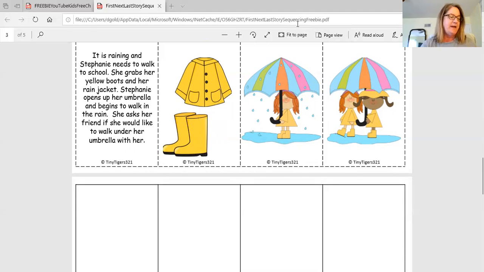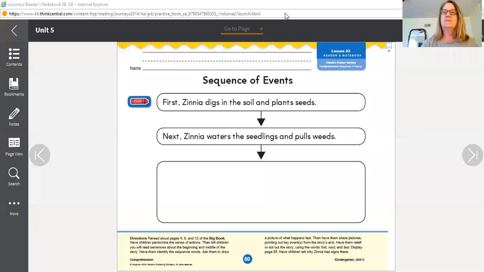So in our practice book page that we're working on, it has to do with the story we read, Zinnia's Flower Garden. I will tell you then, and just pause this recording to switch to that page. So here is the practice book page you'll be doing, page 50, sequence of events. And this is based on the story we read, Zinnia's Flower Garden, which if you need to, you can always go back to Think Central and look under the big books and click on lesson 23 in the story.